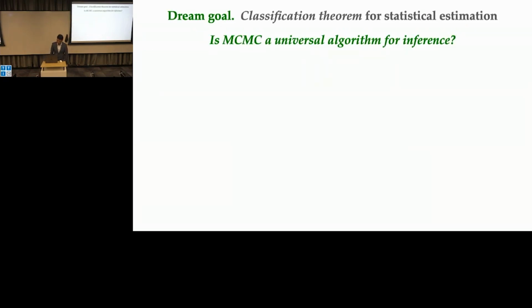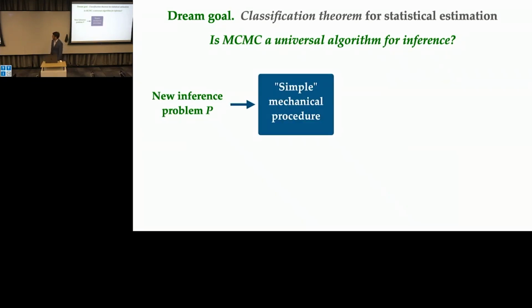Okay, so let me tell you all what my overall dream goal for Markov chains and statistical inference is: to prove a classification theorem, to prove that MCMC is a universal algorithm for inference. Now, what would such a theorem or statement look like? So let's say tomorrow we encounter a new inference problem in the wild. I would like there to be a simple mechanical procedure, by which I mean a simple procedure that us as computer scientists or mathematicians can carry out on a piece of paper and pen.